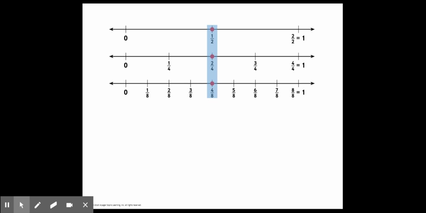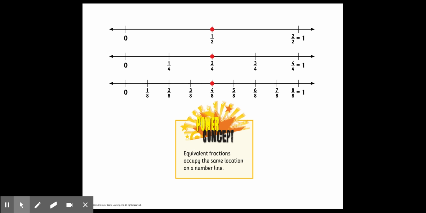We can also show this on number lines. Notice that these fractions all occupy the same location on the number line. This is important to understand.